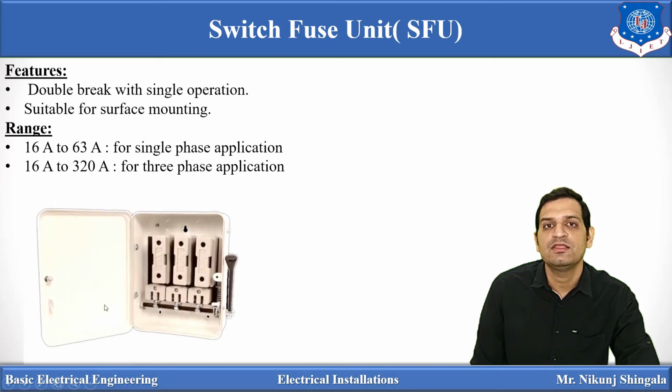Now you can see here one of the figures which shows the switch fuse unit. There is an external handle. When the external handle is operated, it will connect and disconnect the load from the supply. So manually we can disconnect the load from the supply, and when an abnormal condition occurs, the fuse will melt and the load will be disconnected from the supply.